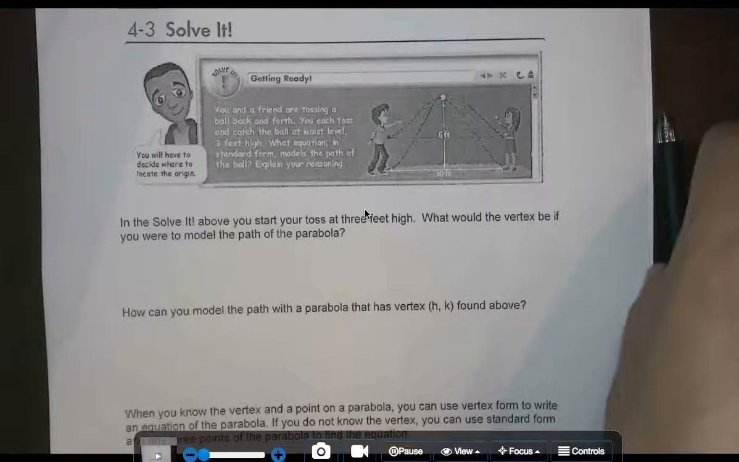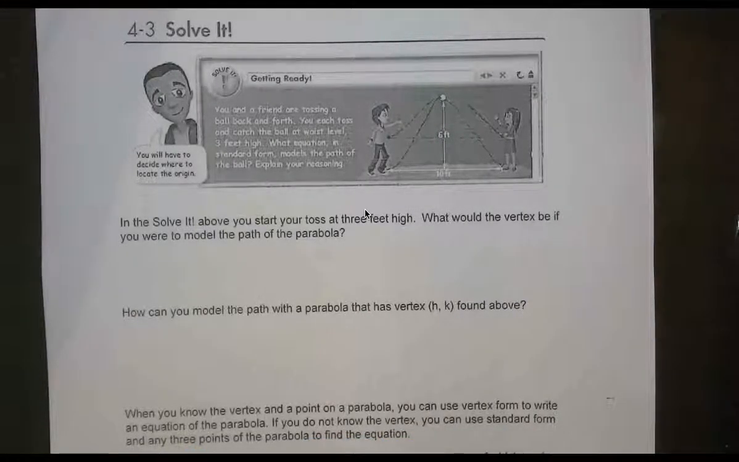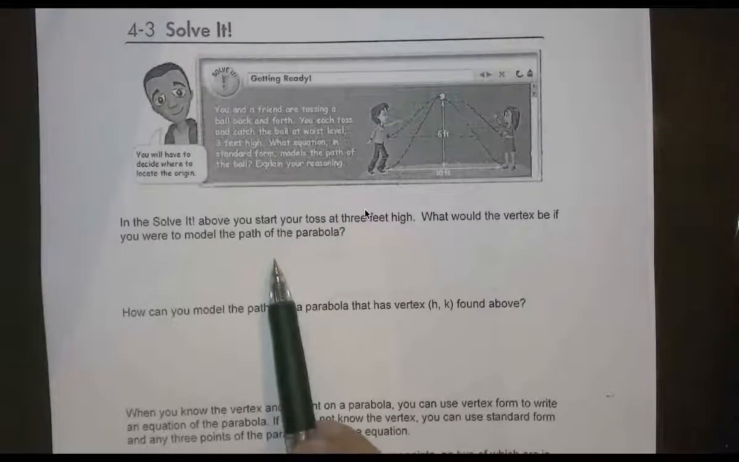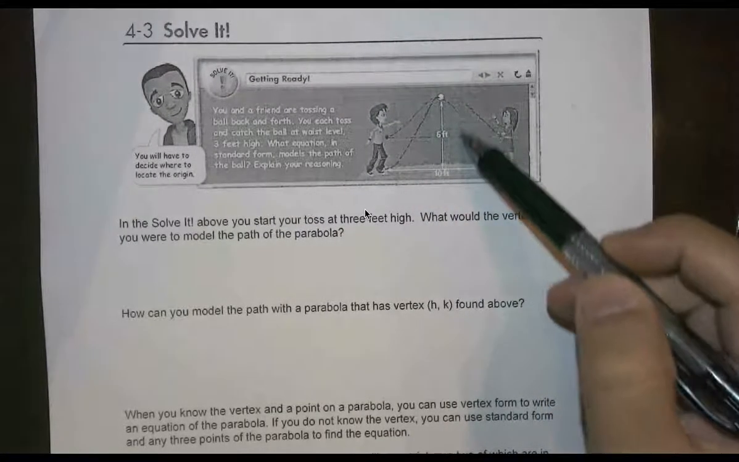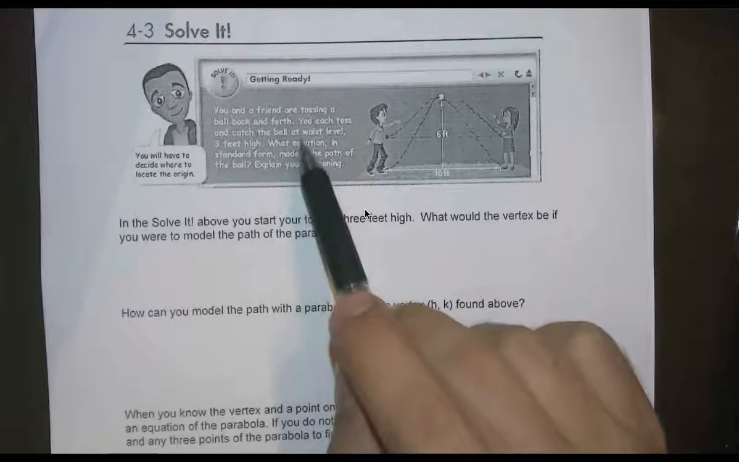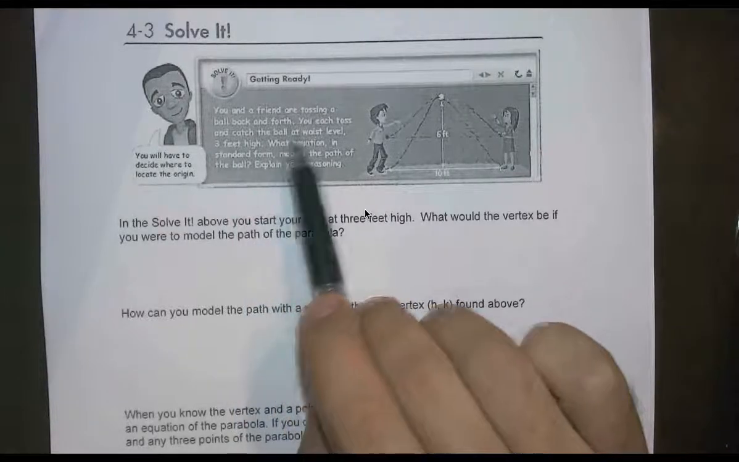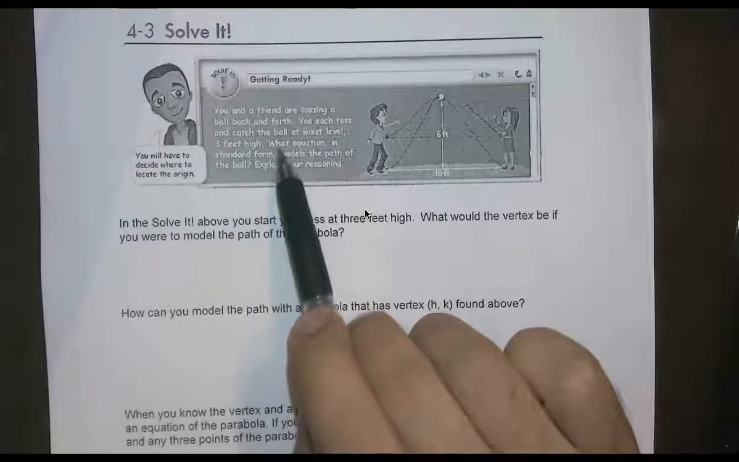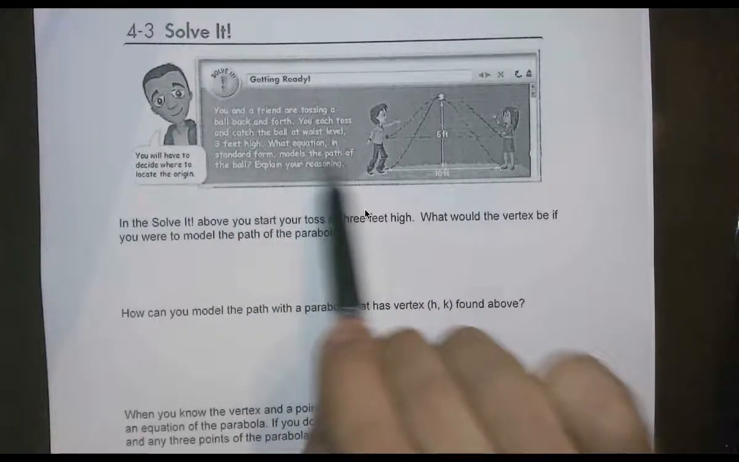Taking a look at 4.4, graphing and modeling with quadratic equations now. Sorry, quadratic functions. With this first beginning piece, they have us checking based off of the parabola seen here with your friend and you tossing a ball back and forth. You toss and catch the ball at waist level, 3 feet high. What equation in standard form models the path of the ball?